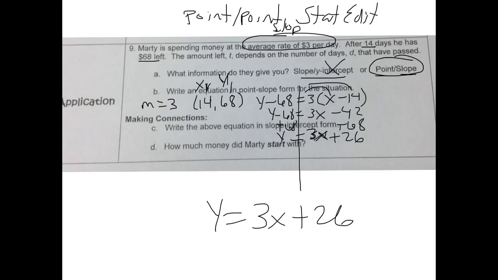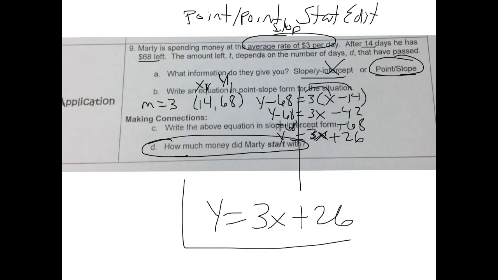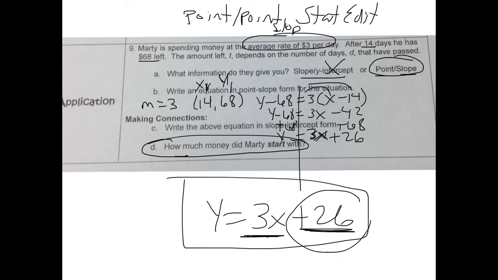And then it says how much money did he start with? And so if we start looking at this, that's how much he's raising each month. This is always our starting amount. So he started with $26.